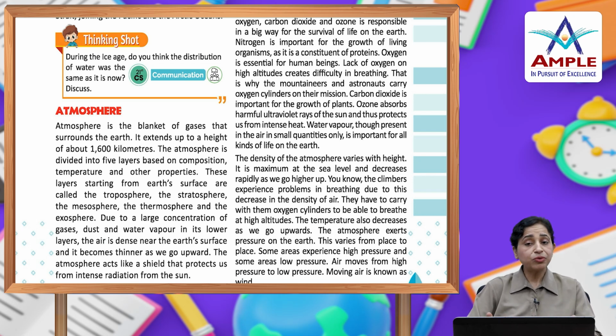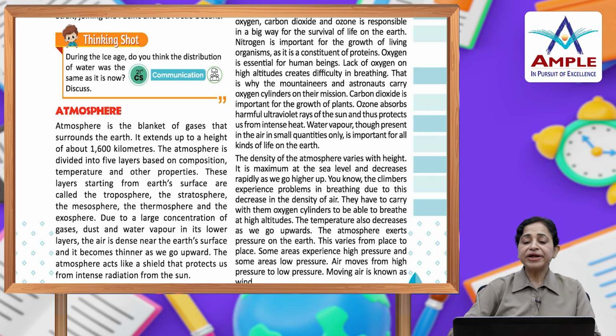Carbon dioxide is important for the growth of plants, क्योंकि आपको पता है उससे वो अपना भोजन बनाते हैं. Ozone absorbs harmful ultraviolet rays of the sun and thus protects us from intense heat. Water vapor, though present in the air in small quantities only, is important for all kinds of life on the earth.